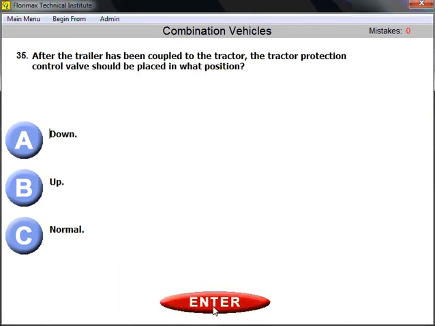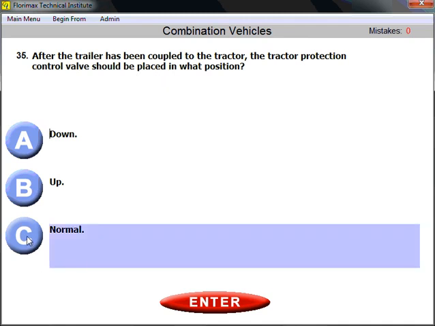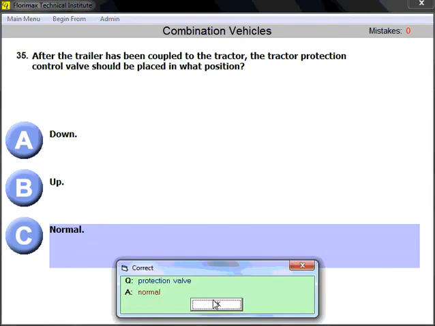Question number 35. After the trailer has been coupled to the tractor, the tractor protection control valve should be placed in what position? It should be placed in normal position. Even if you don't know what it means, down or up, just apply simple logic. After the trailer has been coupled, it has already been coupled. In what position might it be? Of course, normal, otherwise you wouldn't be able to drive away. So, in normal position, normal.